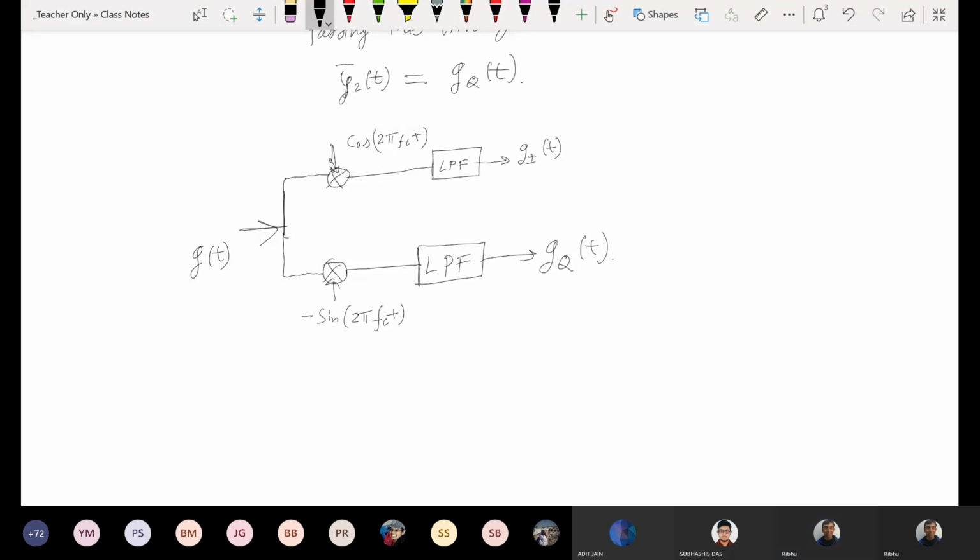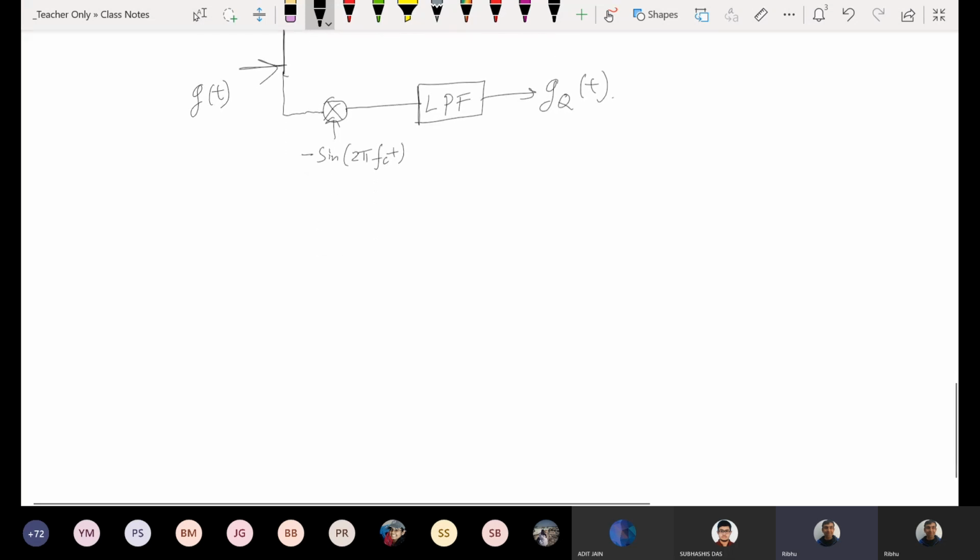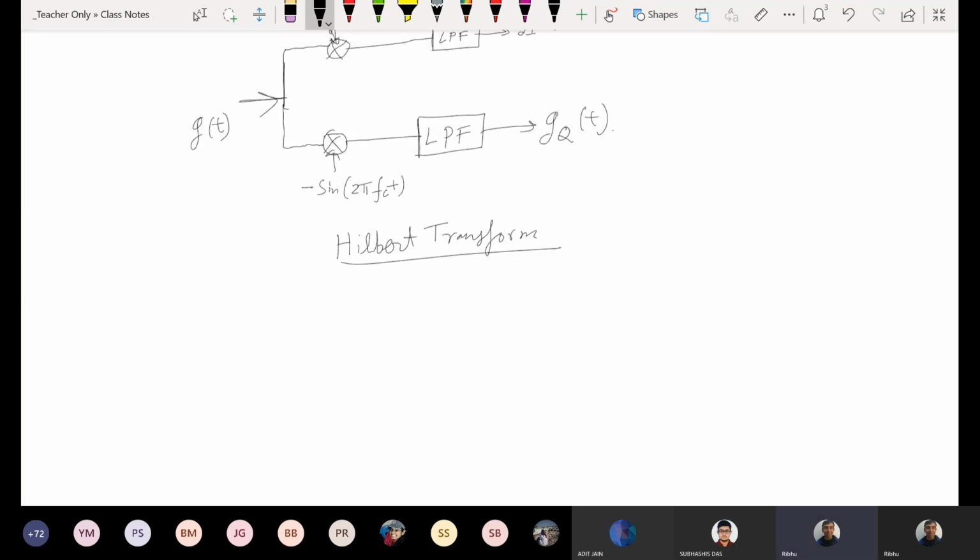Now, there is another way of looking at bandpass and low pass signals, or low pass equivalents of bandpass signals, which is the Hilbert transform. Have you come across the Hilbert transform earlier? Don't remember, doesn't matter. If you don't remember, then maybe you haven't come across it.